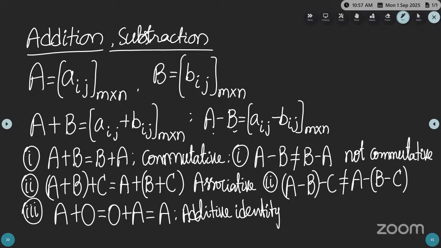Based on the order, the additive identity will be unique. If it is 2 by 3, only one additive identity. For 3 by 3, only one. For 1 by 3, only one. Okay.